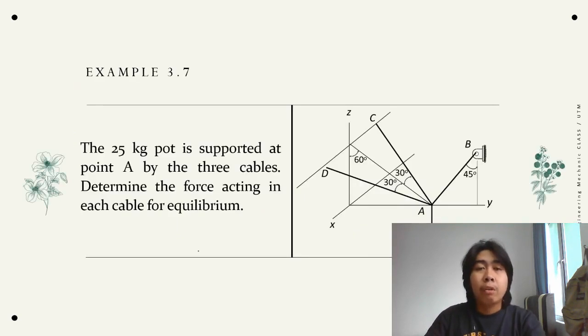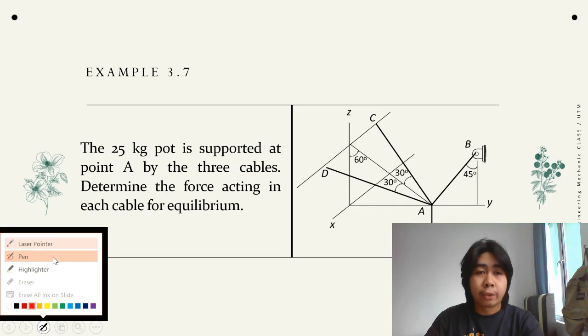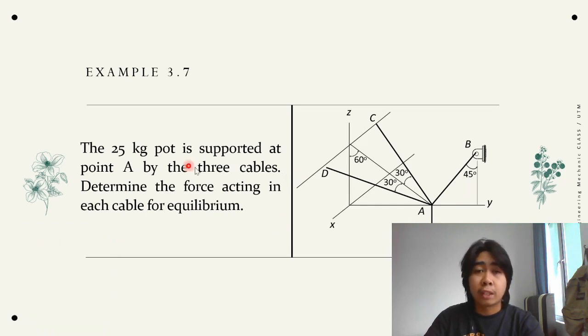Now the given question to us is example 3.7. The 25 kilogram pot is supported at point A by the three cables, which is this one. Determine the force acting in each cable for equilibrium. To get a better view, I'll use a laser pointer. As it said, there are three cables, this cable, this cable, and this cable. Also, there's a 25 kilogram pot here.